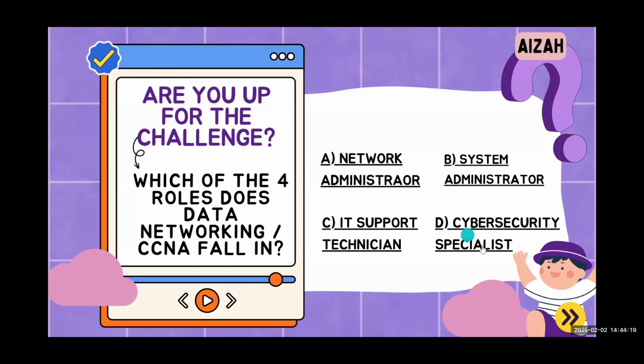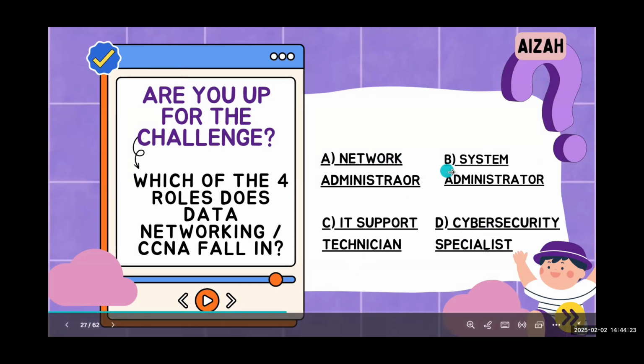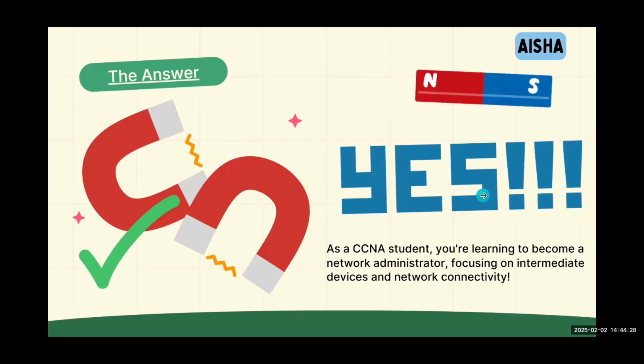Many of you did answer A and D, and let's look at D. I'm not going to press C and B because you didn't really write that in. So A is the correct answer, because we're going to be focusing on intermediate devices such as a switch, a router, and a firewall. And did you know that you are actually becoming a network administrator right now? A is the correct answer, and it is not D, unfortunately.